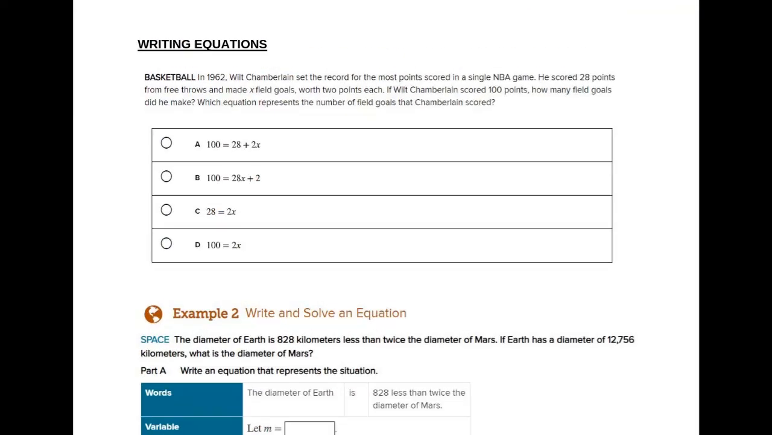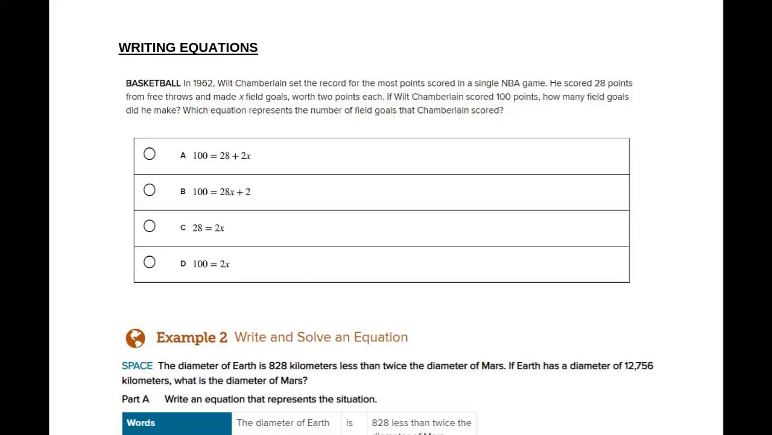So, important pieces of information. Why can't I reach this? X number of field goals worth 2 points each. Okay, what else is important? Brandon. He scored 20 points. One other important piece of information.